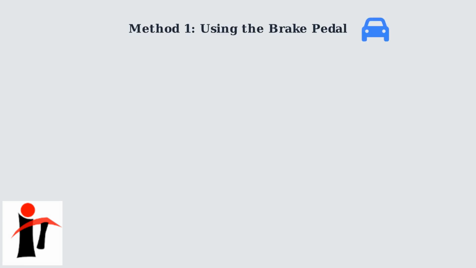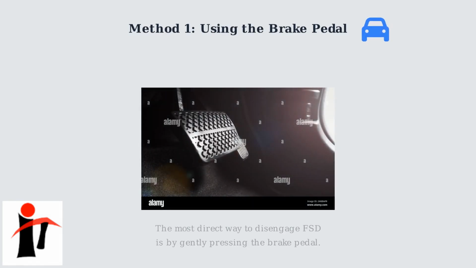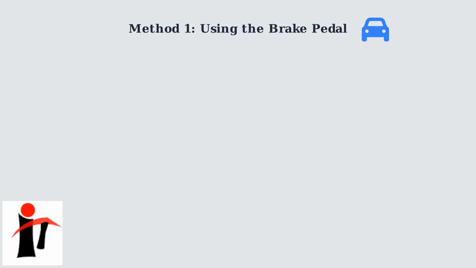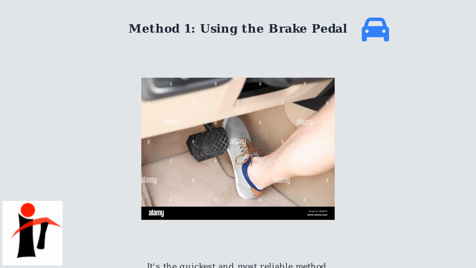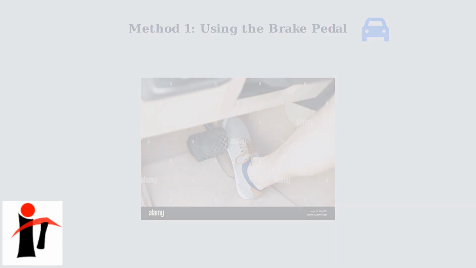The most direct way to disengage FSD is by gently pressing the brake pedal. This action immediately overrides all systems, giving you full manual control. It's the quickest and most reliable method, particularly in emergency situations. Make sure to be prepared to steer and control the vehicle after disengaging.